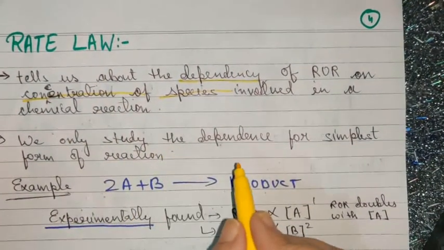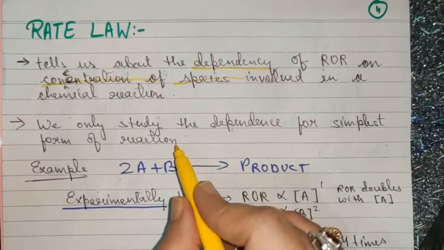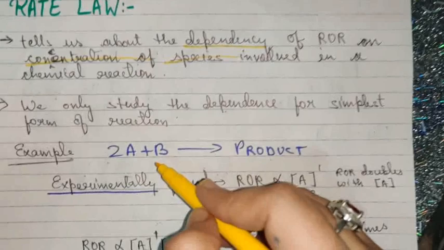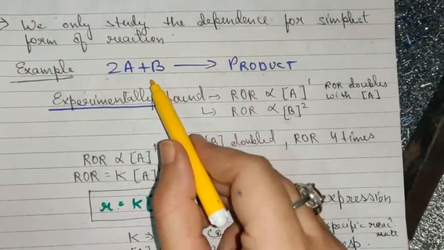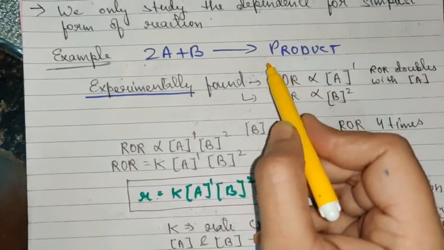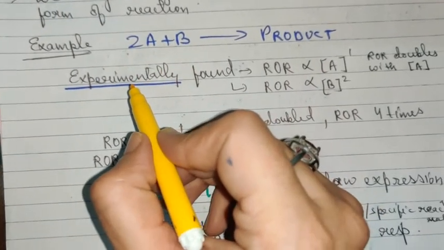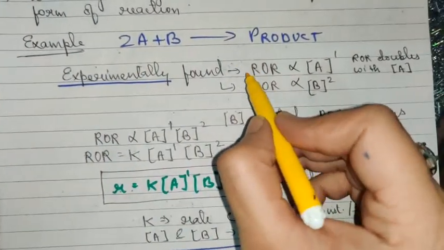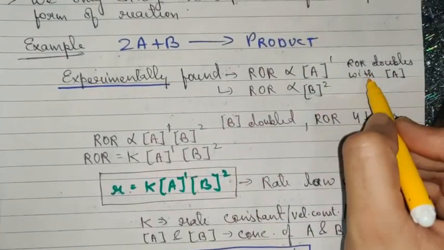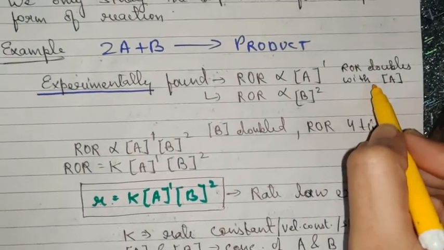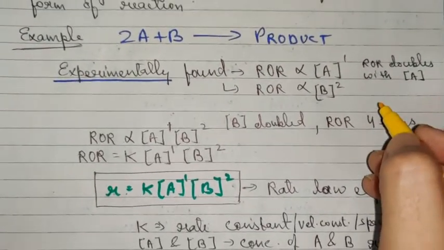We only study this dependency for the simplest form of reaction. For complex reactions, this is not possible. So I have taken an example here where 2A is reacting with B to produce the product. This is a hypothetical reaction in which experimentally it is found that the rate of reaction gets doubled if the concentration of A is doubled. Please listen to it very carefully, children. This is a very important part for your board examination.